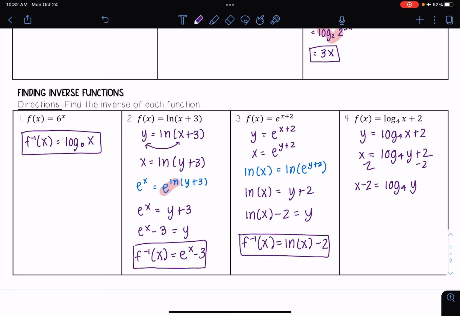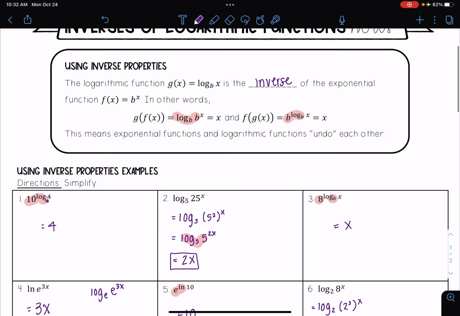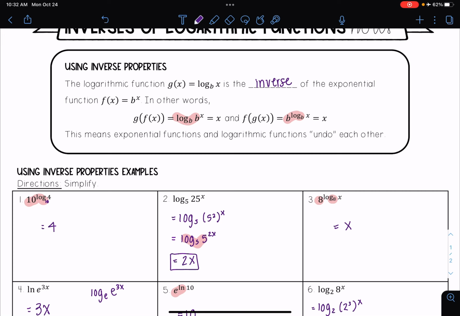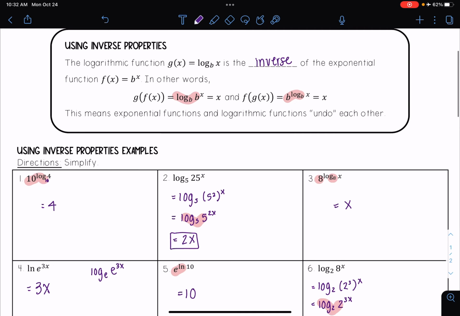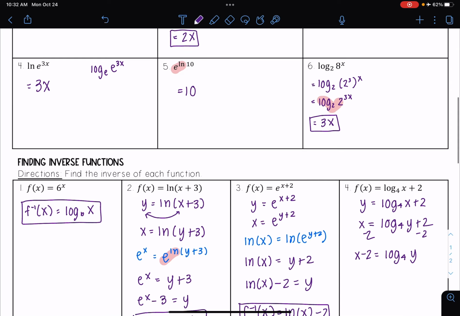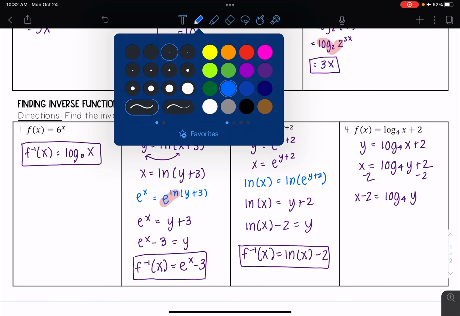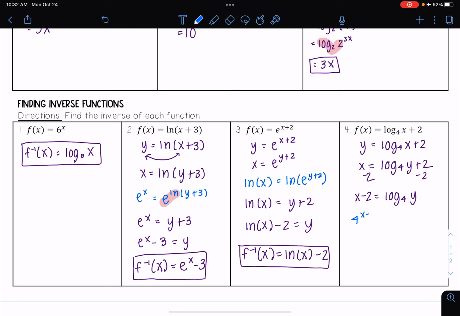And now I need to remember, how do I get rid of that log base 4? Well, remember, if I put that in the exponent of that base, that cancels it out. Like b to log base b of x is equal to x. So I can have this be 4 to the x minus 2 is equal to 4 to the log base 4 of y. And when I do that, this log base 4 cancels out. And so I just have 4 to the x minus 2 is equal to y. So f inverse of x is equal to 4 raised to the x minus 2.